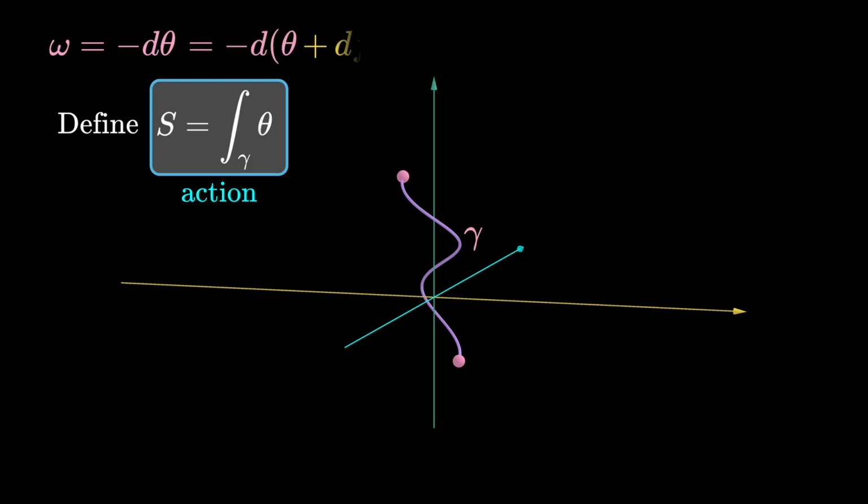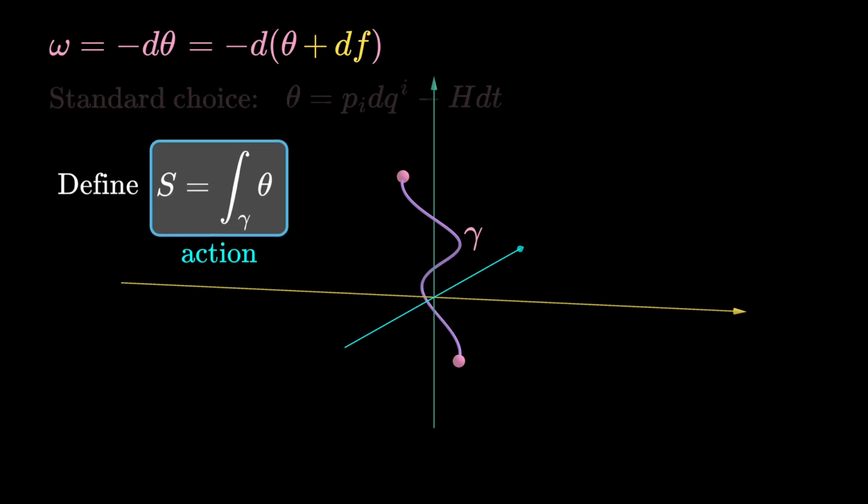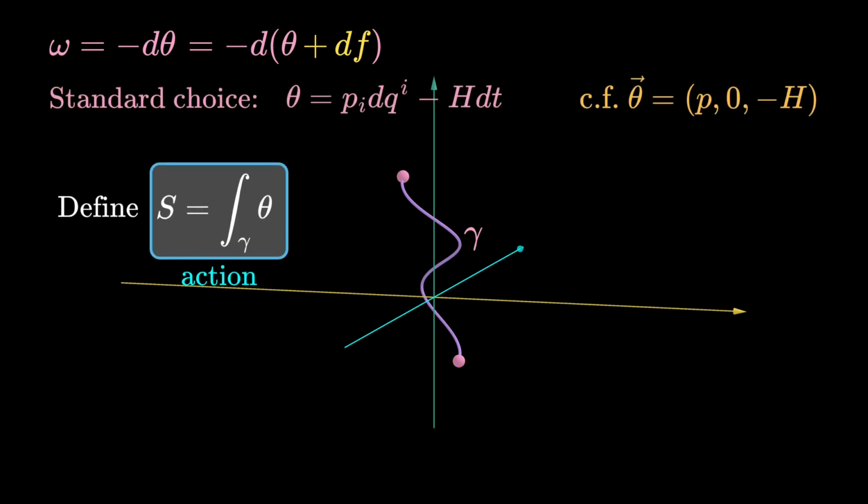One thing that's left is the standard choice of this 1 form theta. Similar to the 3D case, this 1 form potential is not unique. We can arbitrarily add some differentials to it. However, we have a standard choice of theta, p_i dq_i minus H dt, guaranteed by the equivalent of Darboux theorem for contact forms.